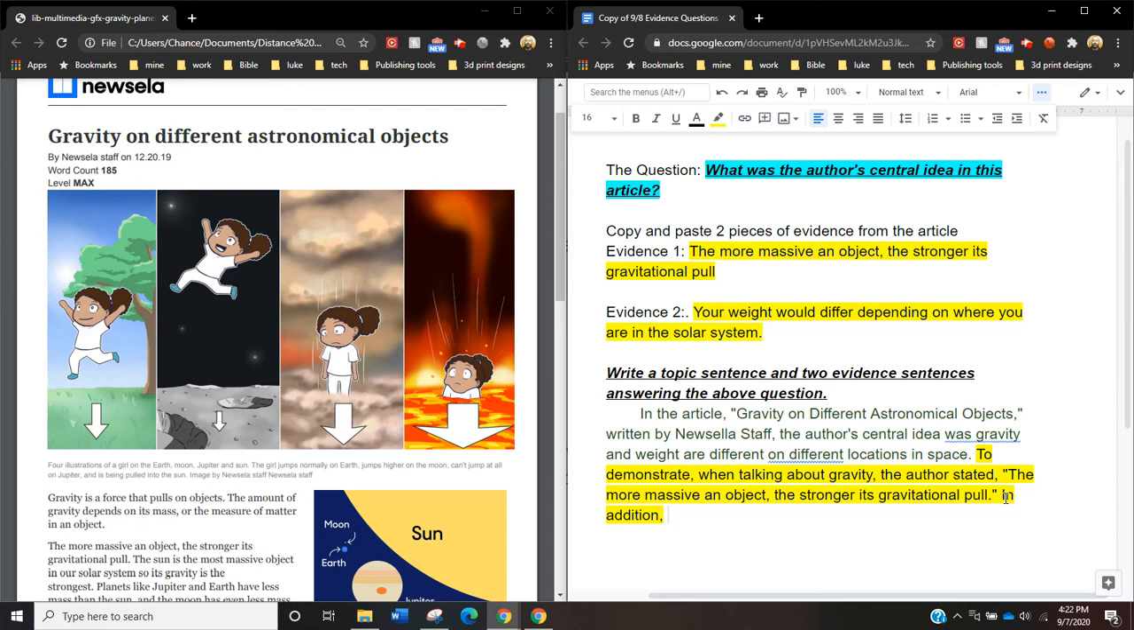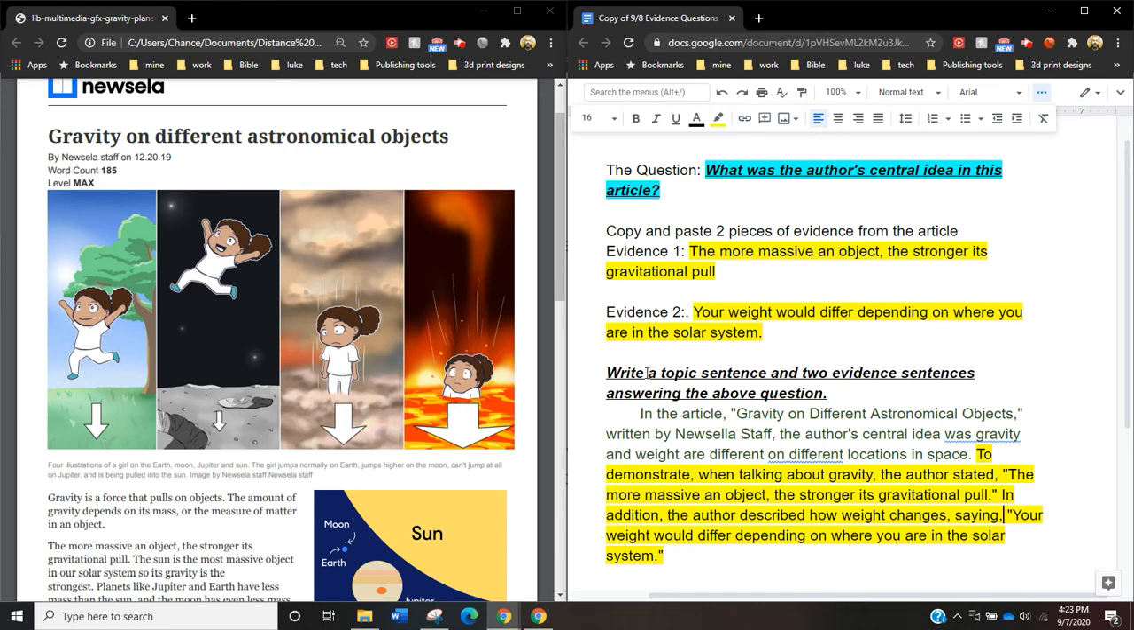I could just go ahead and put one in quote. In addition, I'm going to put the quote. Let's see if that gives me some inspiration. Let's just put that in there. In addition, your weight would differ depending on where you are in the solar system. In addition, the author described how weight changes, saying, and I have my second evidence sentence. All right, that looks like I'm done.